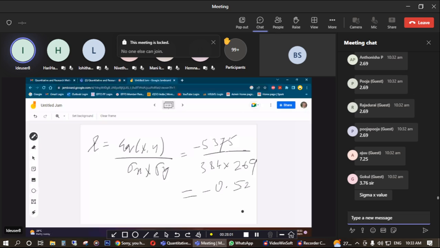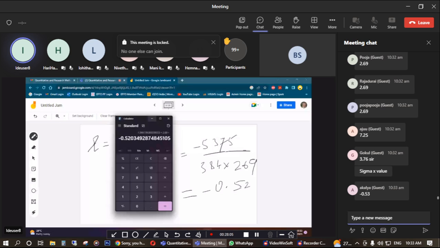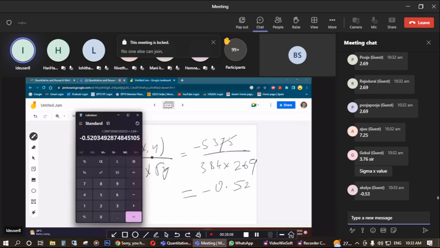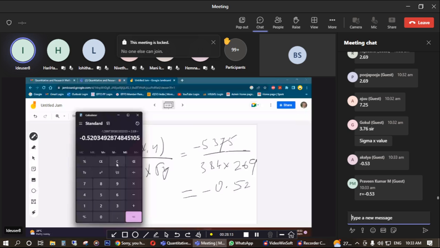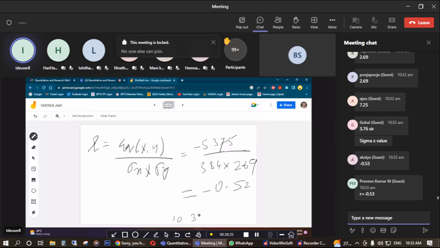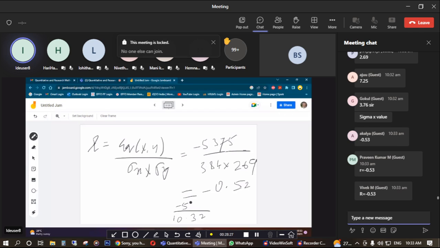People might be wondering why he has divided it twice. That is a trick. I guess people who are engineers should know it. I'm getting the value as minus 0.52. Even if you multiply, you will get the same thing. 3.84 into 2.69 is how much? 10.32. If I do minus 5.375 divided by this, I should get the same answer.